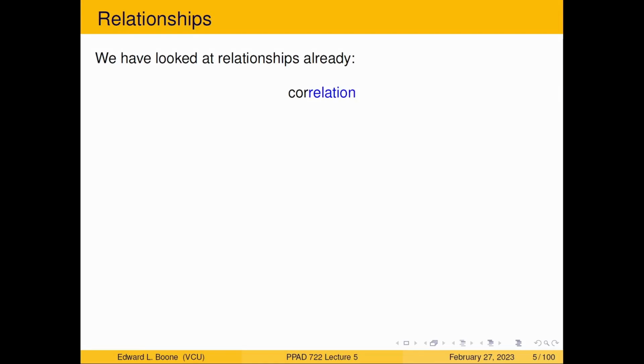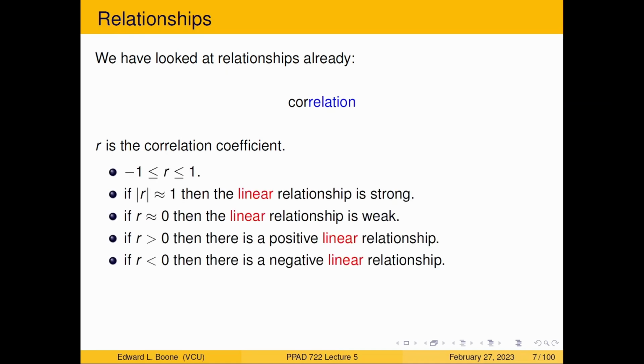We've already looked at correlation as a descriptive statistic, and we want to take this a little bit farther, but first we're just going to review it real quick. Remember, we talked about R being the correlation coefficient. We have that R is between -1 and 1. If R is near 1, then the relationship is linear and it's strong.